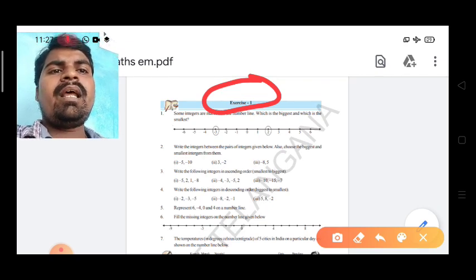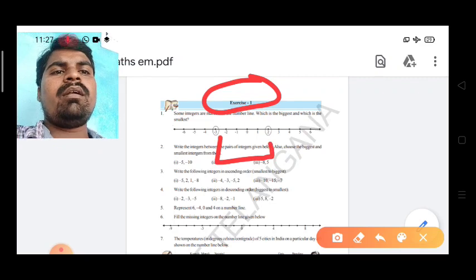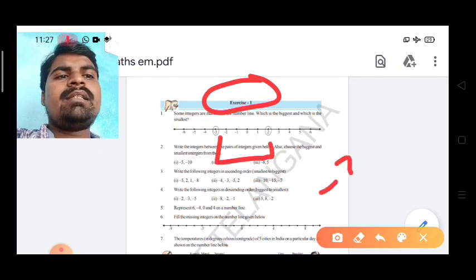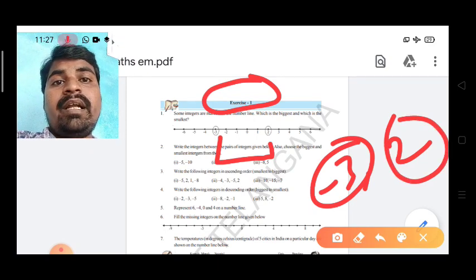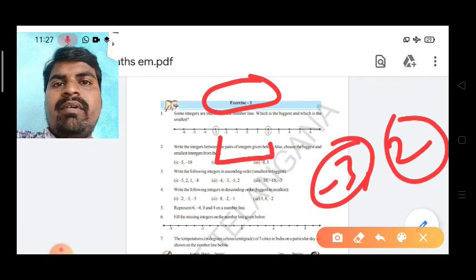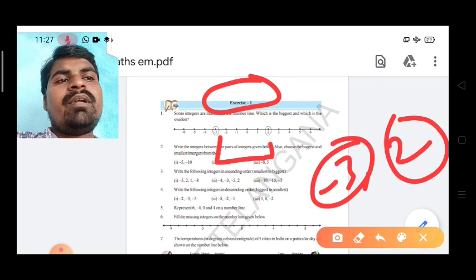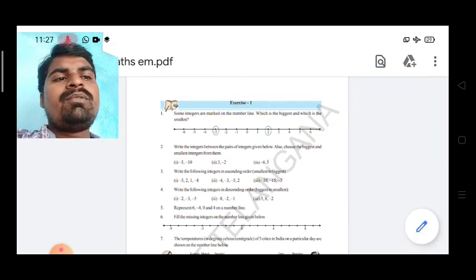Here the number line is there. These two numbers are marked. What are the numbers here? -3 and 2. Here it is asking which is the biggest and which is the smallest. You know very well what the answer is here. The biggest one is 2. The smallest one is -3. You observe the answer once.